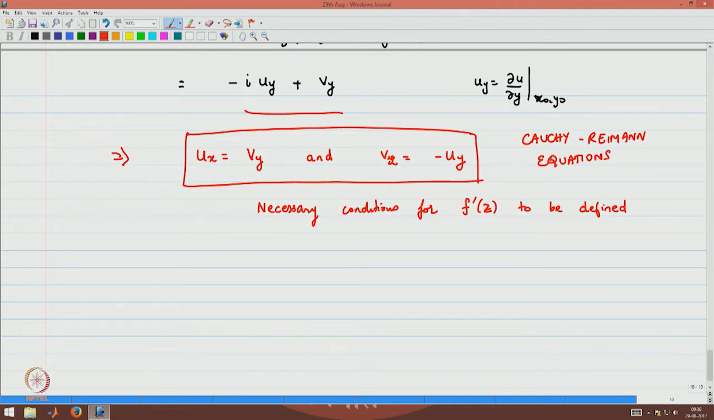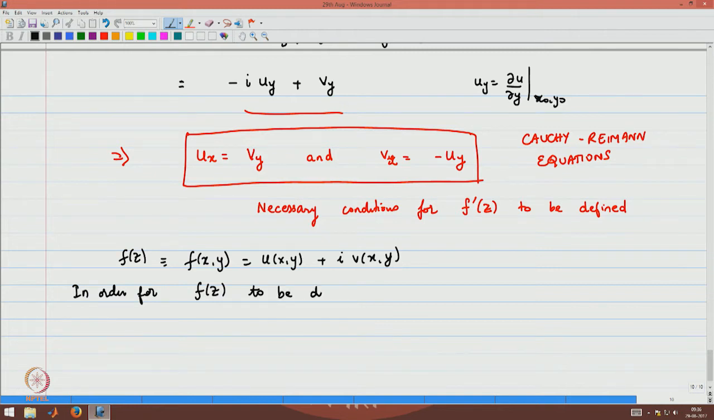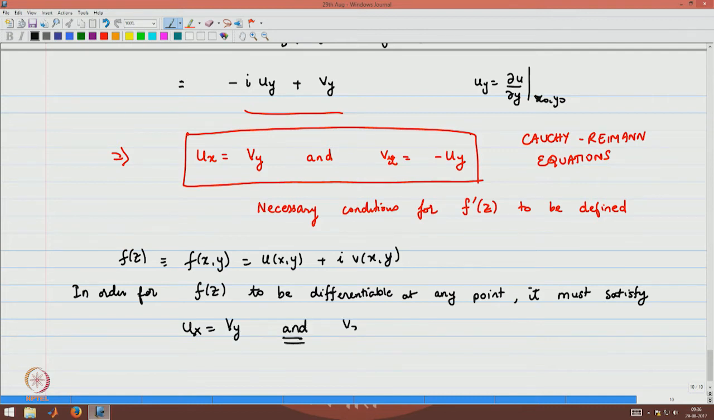Okay. And it is a very powerful theorem, because what it says is that if you just have a function, if you just have f of x y equal to u of x y plus i v of x y, okay, then in order for f of z to be differentiable at any point, okay, it must satisfy u x equal to v y and v x equal to minus u y.